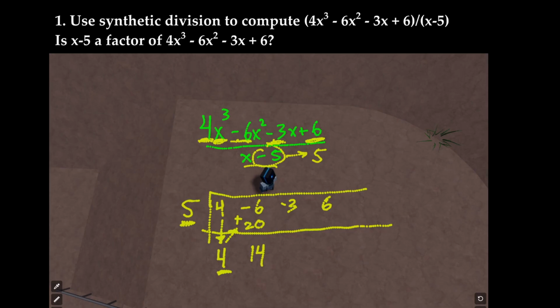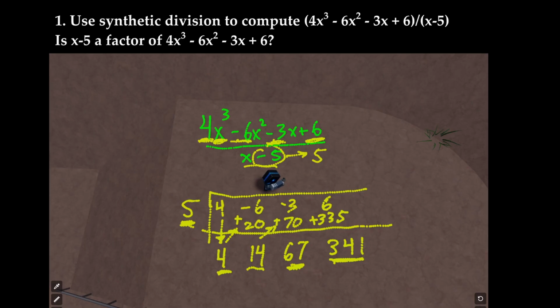Now you just repeat multiplying and adding. So do 5 times 14. That's going to be 70. Now you add these up. Minus 3 plus 70 is 67. Now you multiply and add again. So 5 times 67 is 335. And then now you add one last time. So 6 plus 335 is 341. And now we have these numbers, 4, 14, 67, and 341.